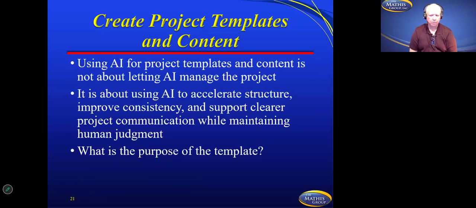Using AI for project templates and content is not about letting AI manage the project. It's about using AI to accelerate structure, improve consistency, support clearer project communication while maintaining human judgment. And so the purpose of that template is structure, is really what it is. And so I'm wanting you to be able to see this, how it can give you that structure as well.